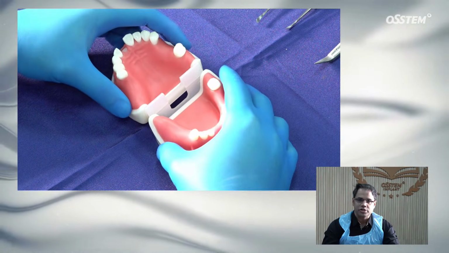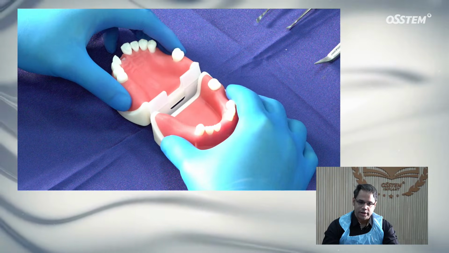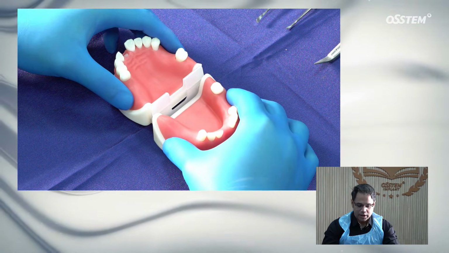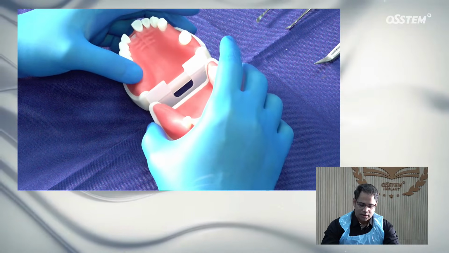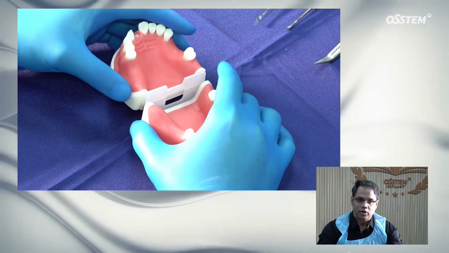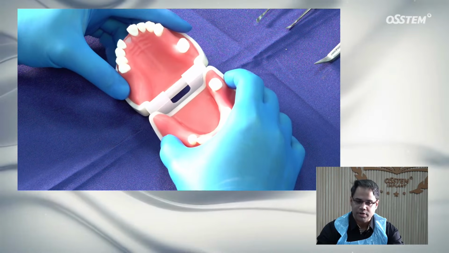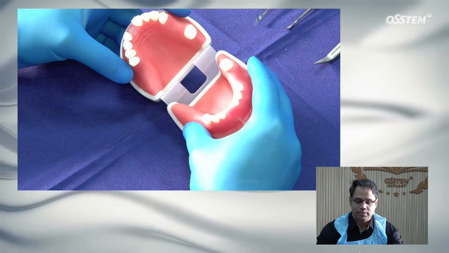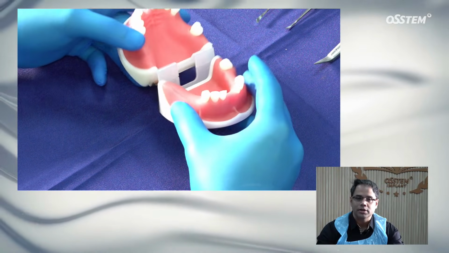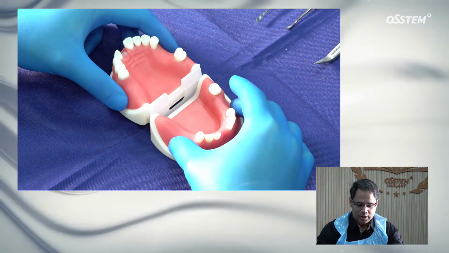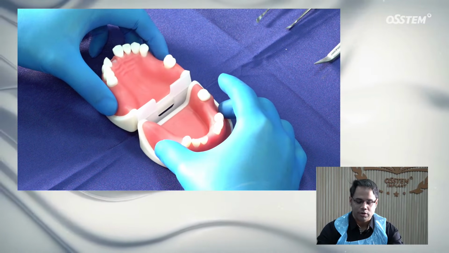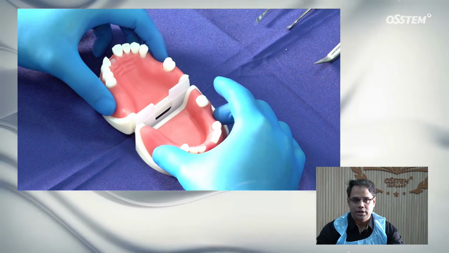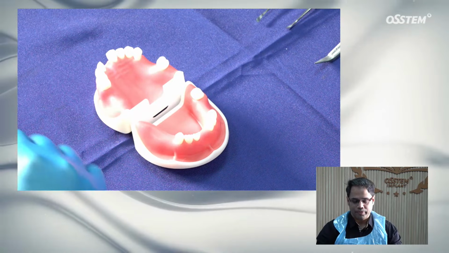After yesterday's session of suturing hands-on, we are back again at the Osstem Center for the demonstration of implant placement of Osstem TS implant on these beautiful models created by Osstem. I'm Dr. Varun Prabhavalkar, and I'm over here as a trainer for our basic masterclass in Mumbai for Osstem.